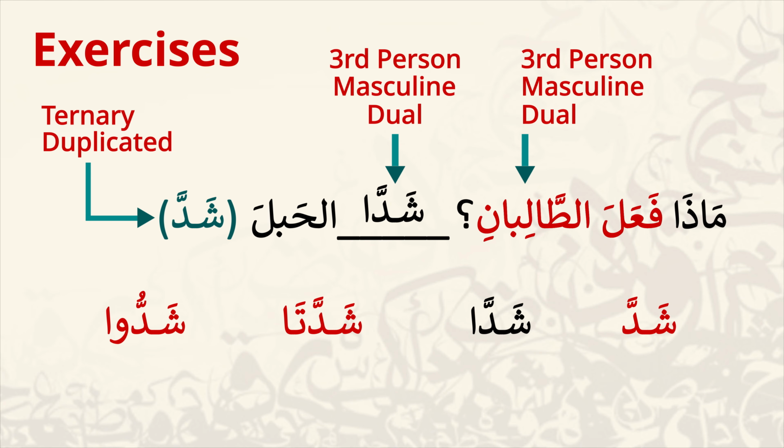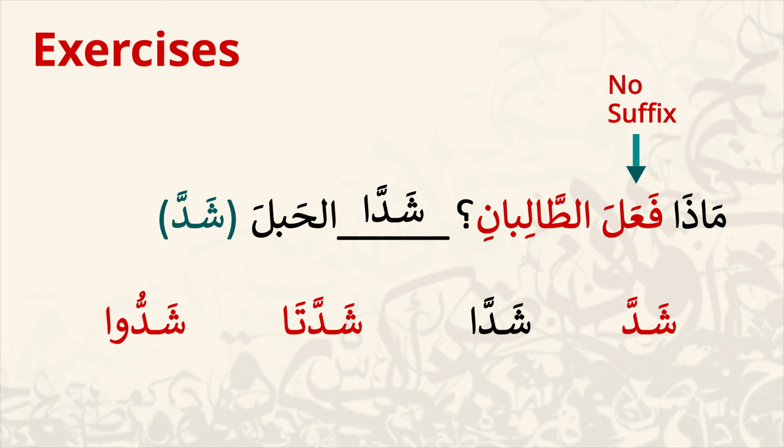Look at the question فعل الطالبان. What do you observe? There is no connected pronoun here in the verb. The subject is a separate noun, الطالبان, and the verb maintains its default form in past verb without any suffixes. But why is this happening?